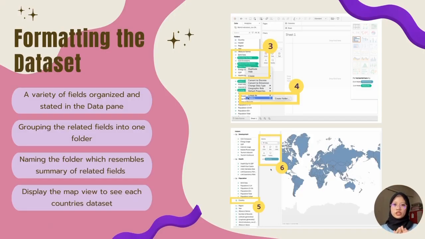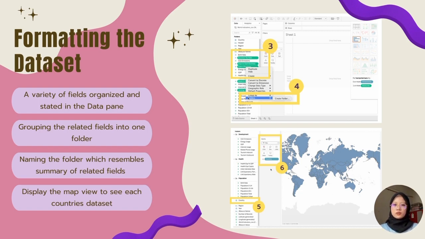Alright, after you have inserted your dataset into the system, you might need to format your dataset. For your information, the columns from your data source will be shown as the fields and will be displayed on the left side of the data pane, that you can see from the picture that I have inserted in the slide.